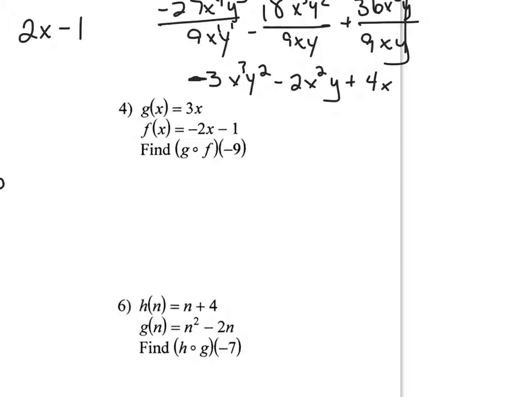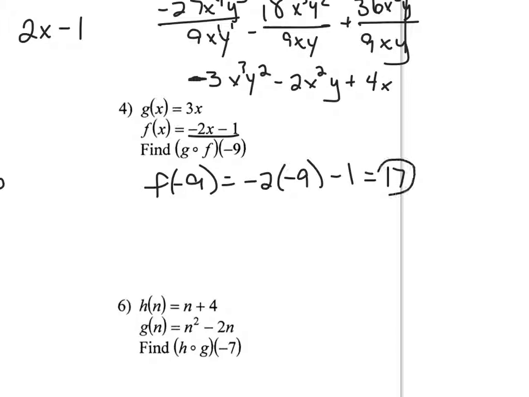Right, this one. When you do this one, remember you look for the -9, and whatever letter it's closest to, you do that one first. So we do f of -9 first. So we plug that in, -2 times -9 minus 1. That's positive 18 minus 1. That's 17. And then whatever answer you get gets plugged into the other letter. So g of 17 is 3 times 17, or 51.